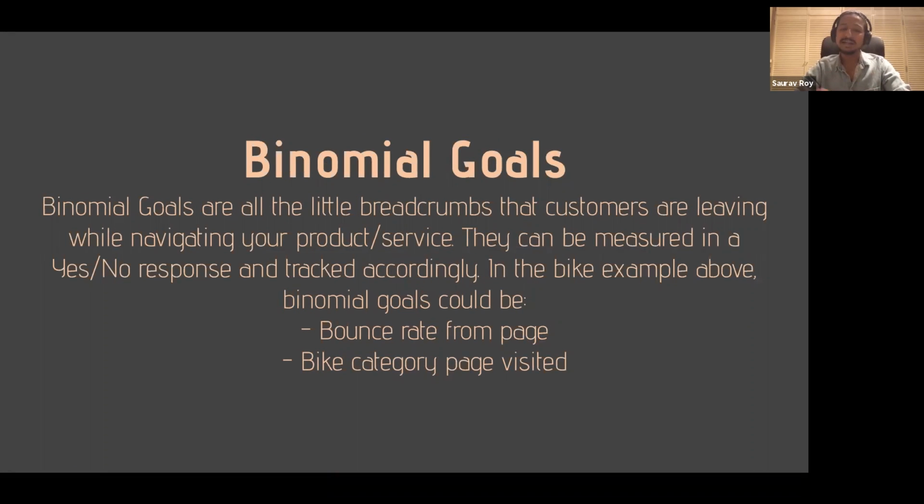Finally, there are binomial goals. You could say all metrics are binomial goals, but basically these goals are measured in all experiments, right? So it could be your bounce rate, it could be some of the health metrics. Every metric can be categorized as a binomial goal, but then you don't need to add them as part of your experiment criteria, but they are also good to monitor. So they give you an idea of how your changes impact the overall website.